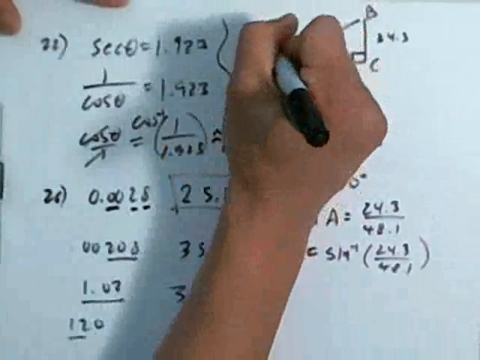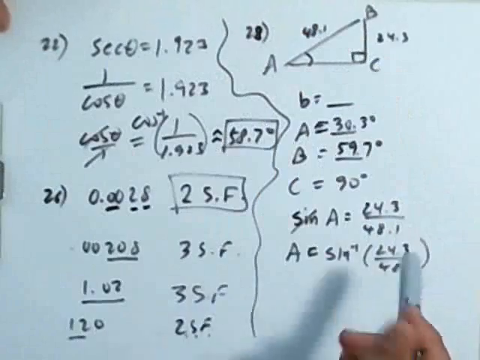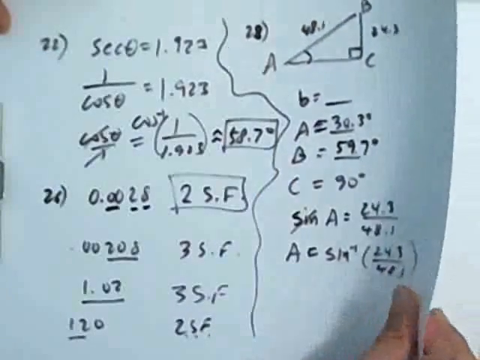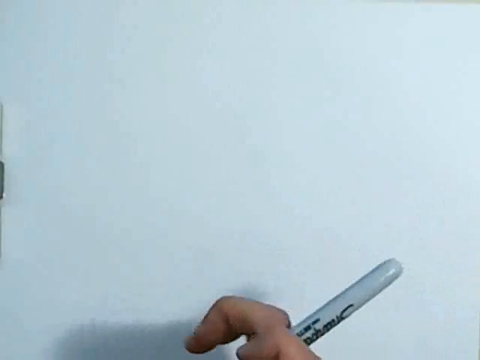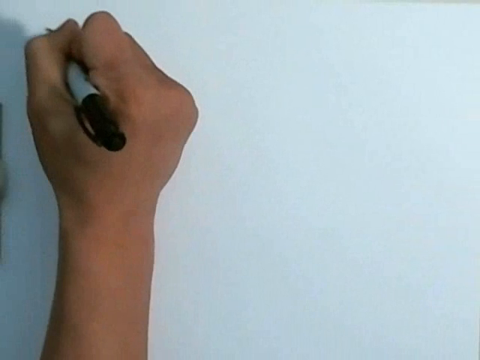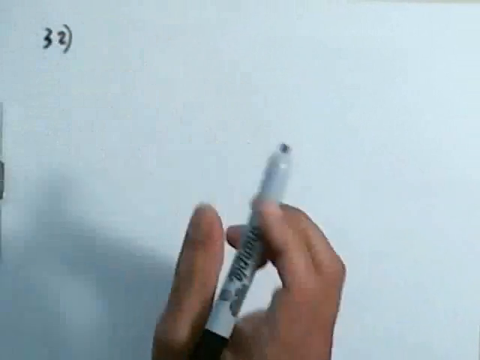Sorry, let me write this nice and neat for you guys. 28. I know my writing's a little bit off. Sorry. Not my problem, your problem. 32. Get that? Not my problem, your problem.